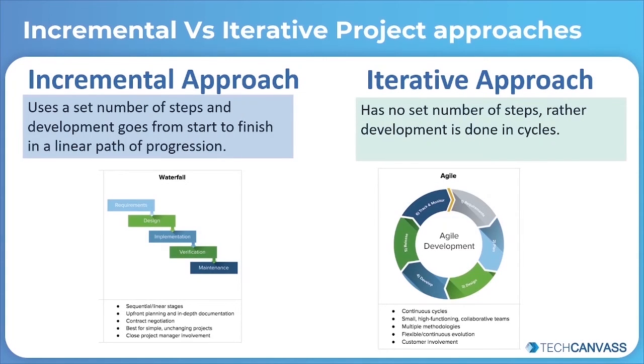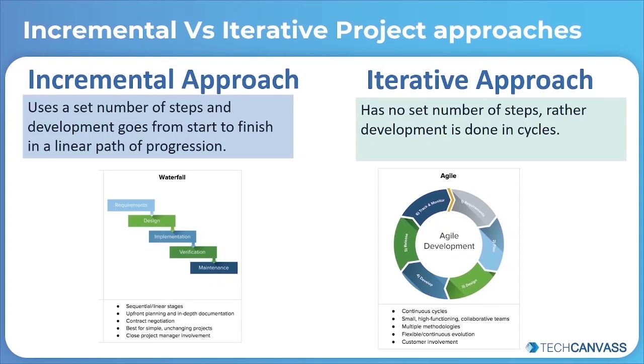The incremental approach uses a set number of steps and development goes from start to finish in a linear path of progression. Incremental development is done in steps from design, implementation, testing or verification, maintenance. These can be broken down further into sub-steps, but most incremental models follow the same pattern. The waterfall model is a traditional incremental development approach.